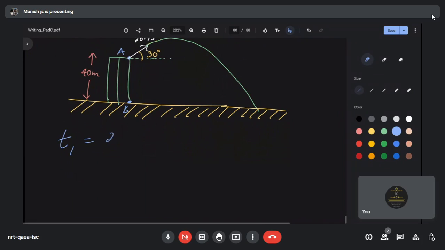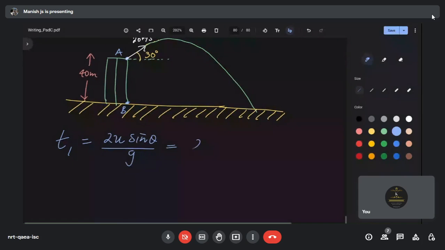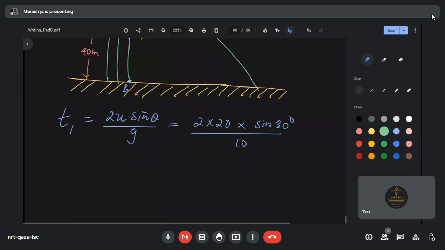So T1 is equal to 2u sine theta divided by g. Substitute the values. So 2 into 20 into sine 30 degrees divided by g, they said to take 10. Simplify this: 2 twos are 4, and 4 into sine 30, which is half, gives 2 seconds. So the time we got here is 2 seconds. I will mark this as T1. T1 is the time taken by the ball to come back to the same height, which is basically the time of flight.